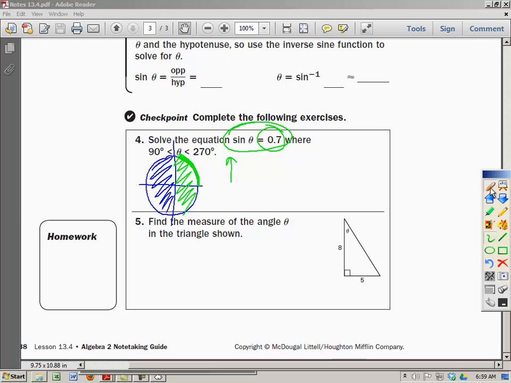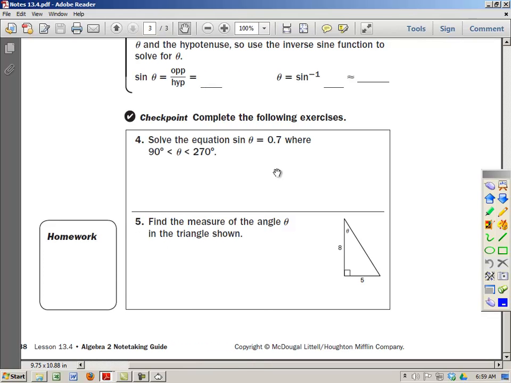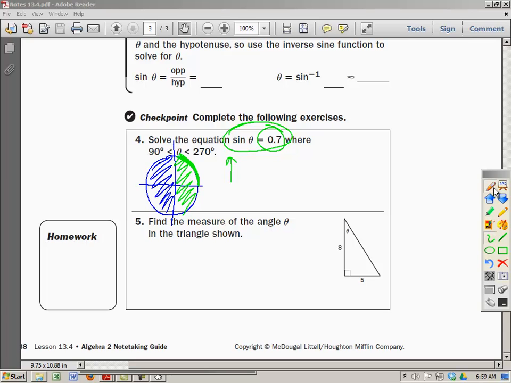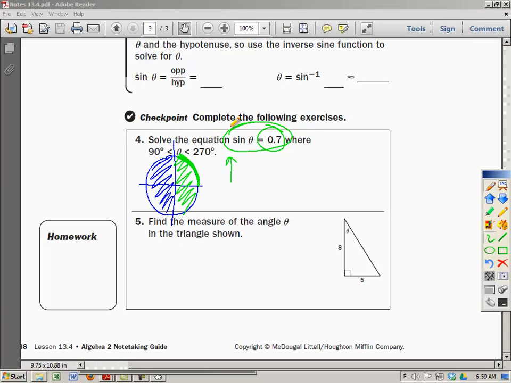The first thing we want to do is take the inverse sine of 0.7, and that comes out to a 44.4 degree angle. So this is a 44.4 degree angle. I'm just going to say it's right about here, 44.4 degrees. And that is not between 90 and 270.